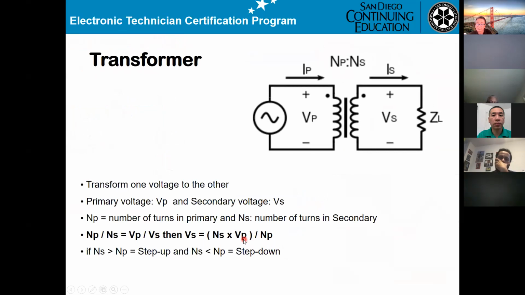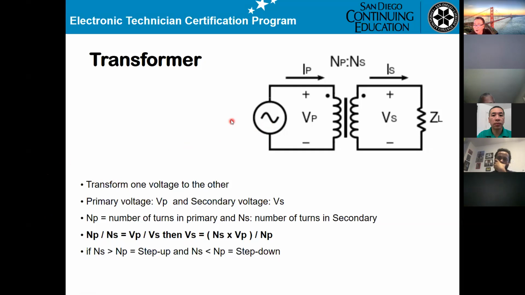Okay? And now we go into the transformer again. Transformer basically transforms one voltage to the other. I can give you an example. You can see 3 wires on the street. That's 240 volt or 400 volt. However, when they go to your home, they will be 120 volt. So that's why they need a transformer. That means they are converting one voltage to the other voltage.